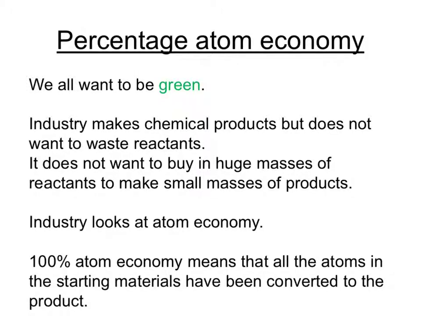Percentage atom economy is important because nowadays all industry wants to be green. It wants to make chemical products but doesn't want to make waste. So the method that they can make their product but leaving the least mass of waste has to be the best. And that's why industry looks at atom economy, and 100% atom economy means that all the atoms in the starting materials have been converted into the product. This is rare, but it's not entirely uncommon. But in most cases, there's a high atom economy, but it's rarely 100%.